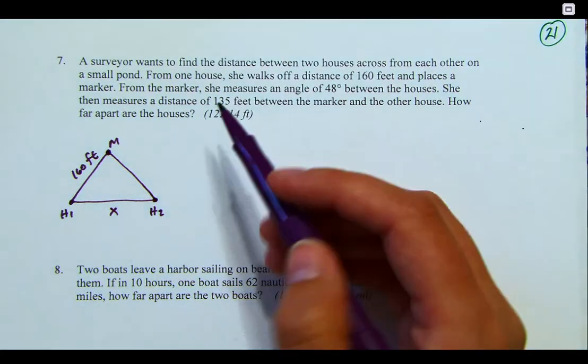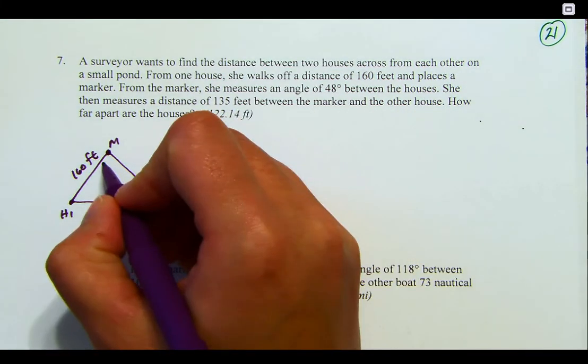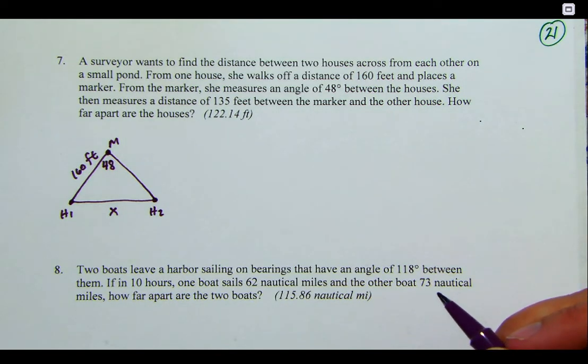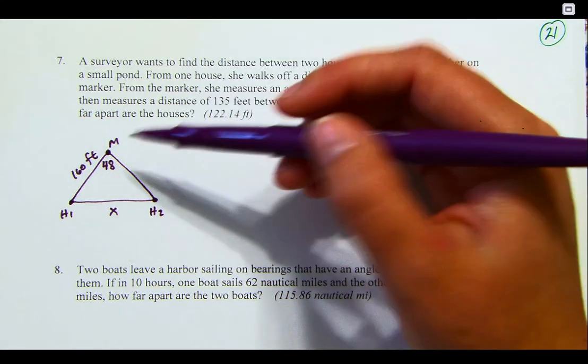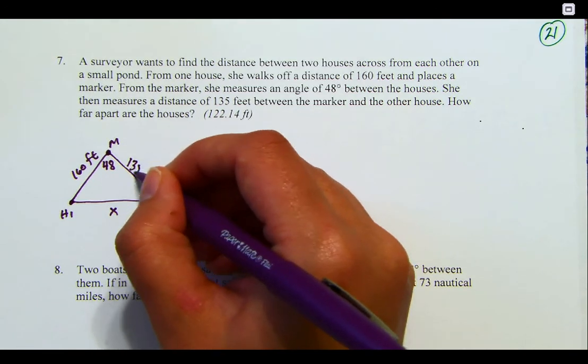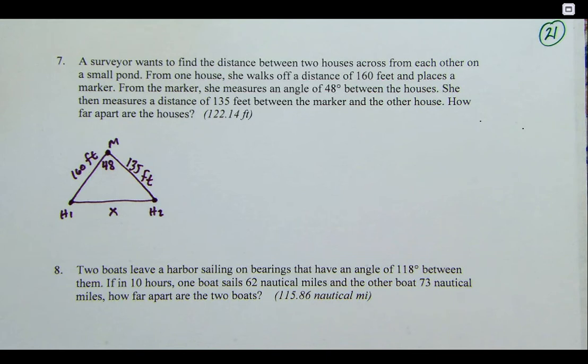So from the marker, she measures an angle of 48 degrees between the houses. Okay, so our 48 degrees is here. So she then measures a distance of 135 feet between the marker and the other house. So from this marker to my other house is 135 feet. How far apart are the houses?